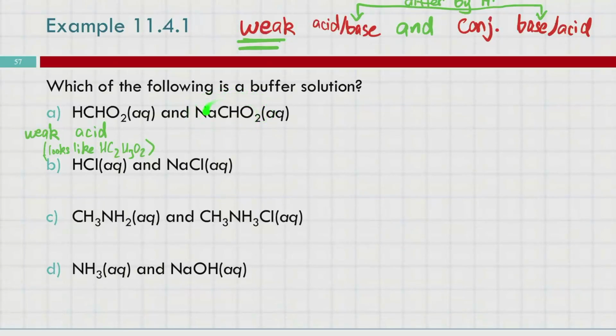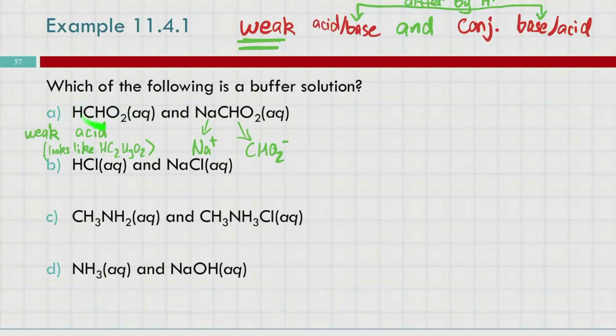We've got a NaCHO2 here. If this dissolved in solution, which it is, it's aqueous, what would we have? What would one of our ions be? Sodium and CHO2 minus. So we've got one of our points that we need.